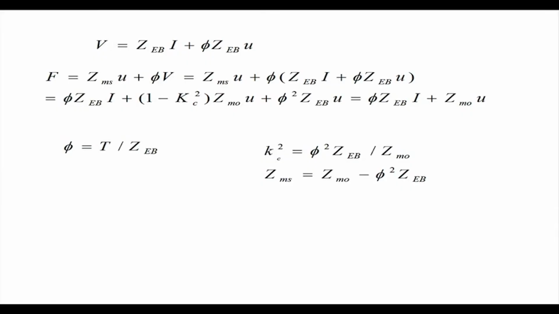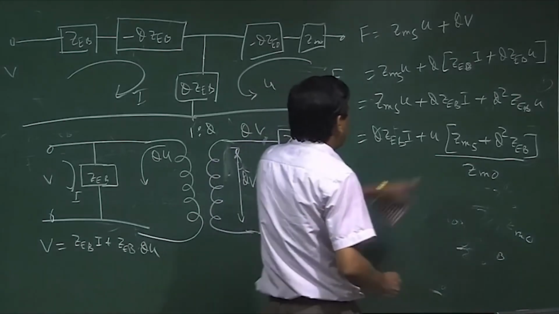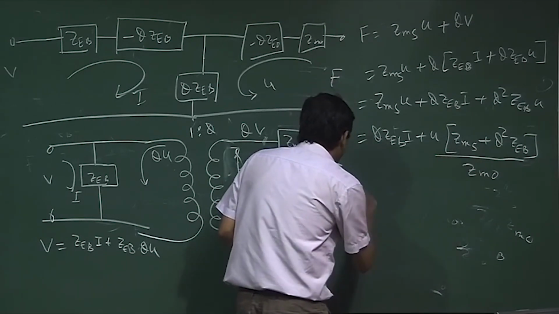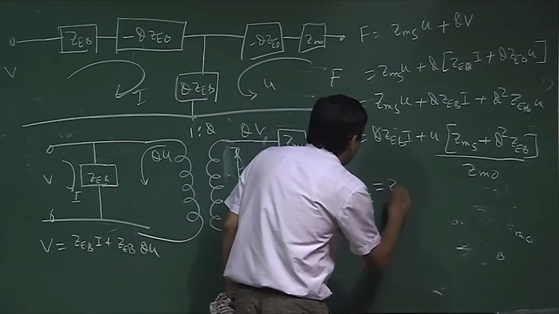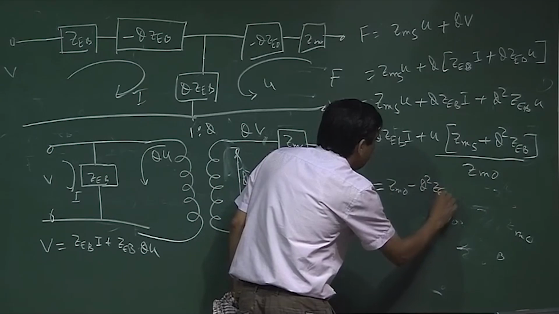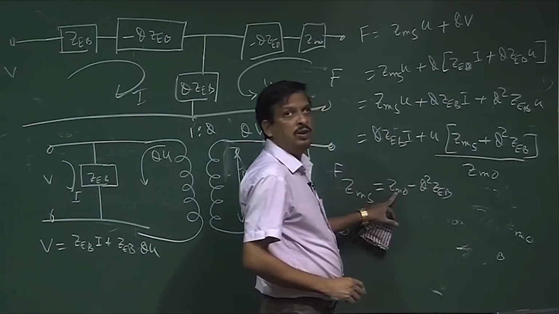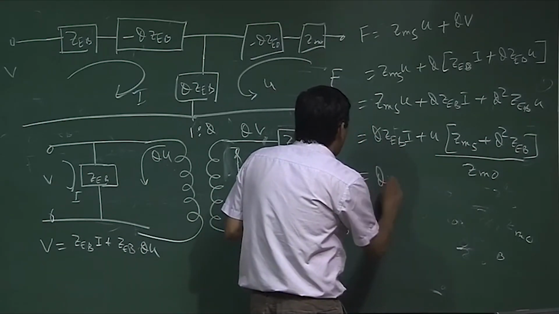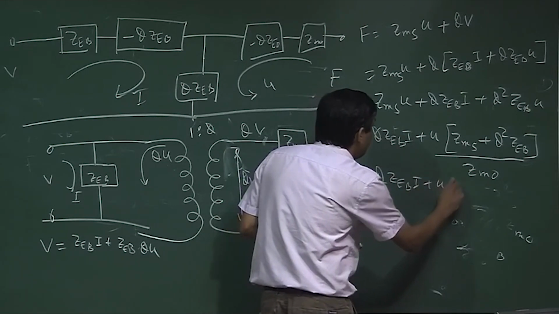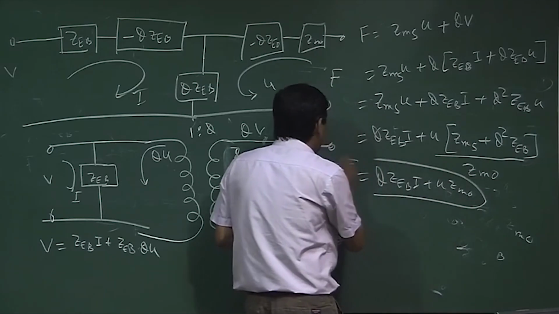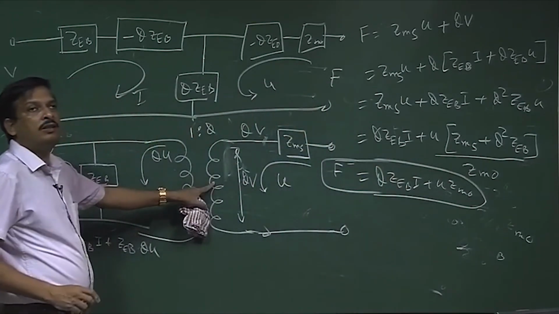So, if you see these slides, I have derived that phi square ZdB is 1 minus kc square ZMO into U, and ZMS is nothing but 1 minus kc square ZMO. I put the ZMS value, and then this will cancel, it is nothing but ZMO U. ZMS is equal to ZMO minus phi square ZdB, so if I put the ZMS value, only ZMO will remain. So, I can write phi ZdB into I plus U ZMO. This is the F equation. So, this is the electrical equivalent circuit for my first circuit.